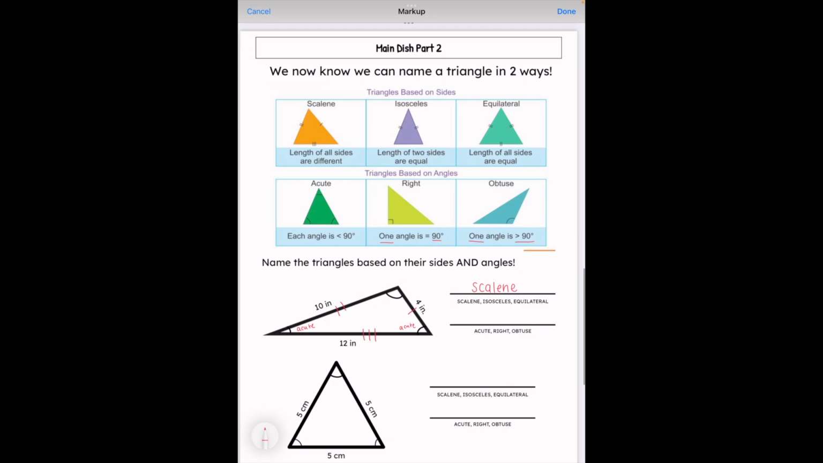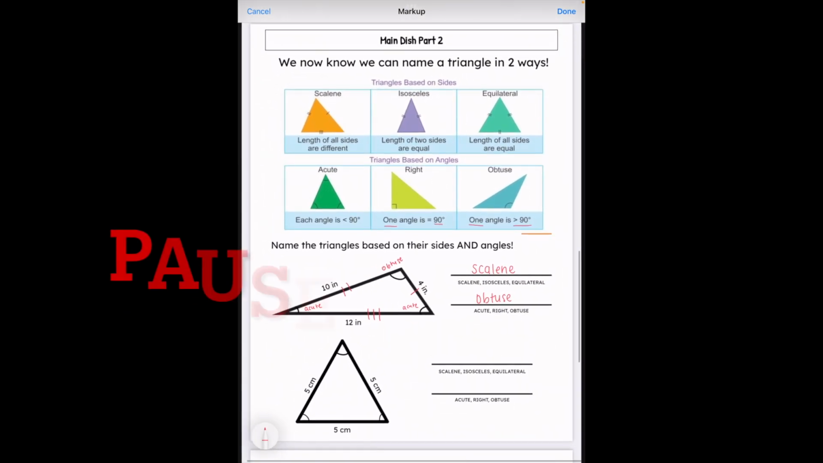And then for this one, I need to kind of turn my paper because I can't decide what it might be. And when I turn it, I can tell that this angle is actually obtuse. So looking at my notes above, if there is one angle that's greater than 90 degrees, it's going to be an obtuse triangle. So this triangle is a scalene obtuse triangle. Go ahead and try out the next one on your own.